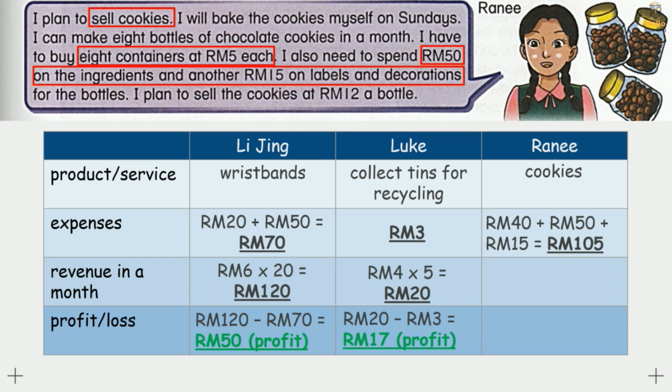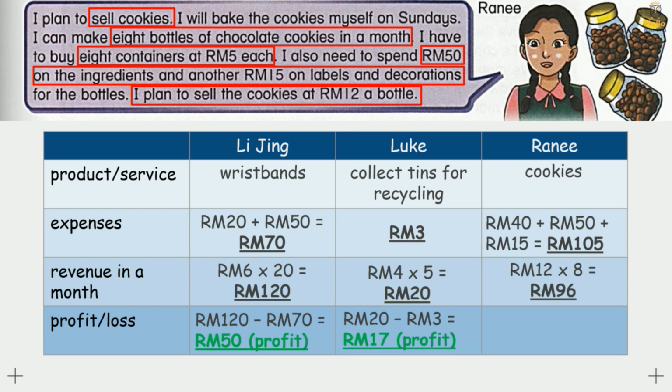Next, what is her revenue in a month? She can make 8 bottles of chocolate cookies in a month, and she plans to sell the cookies at 12 ringgit a bottle. 12 ringgit times 8 bottles equals 96 ringgit.